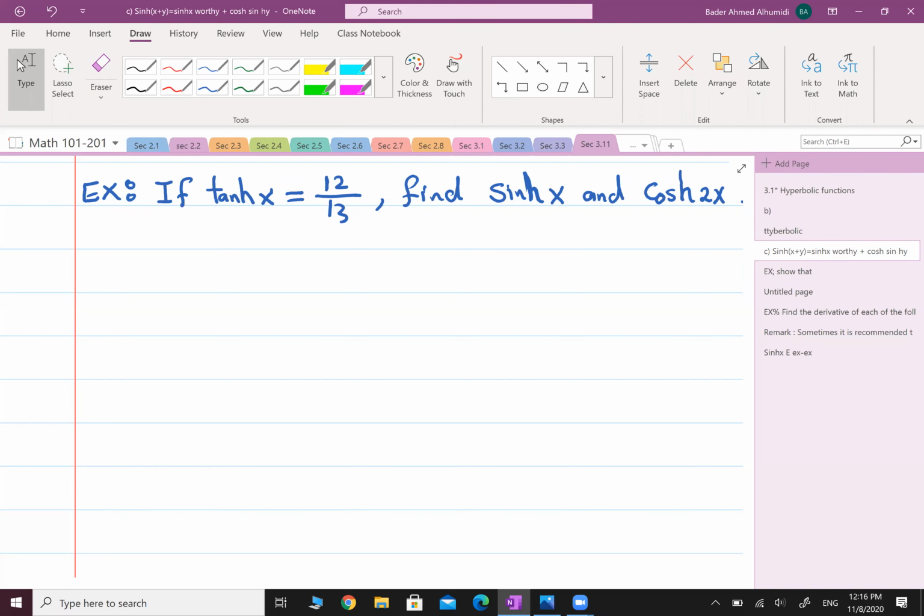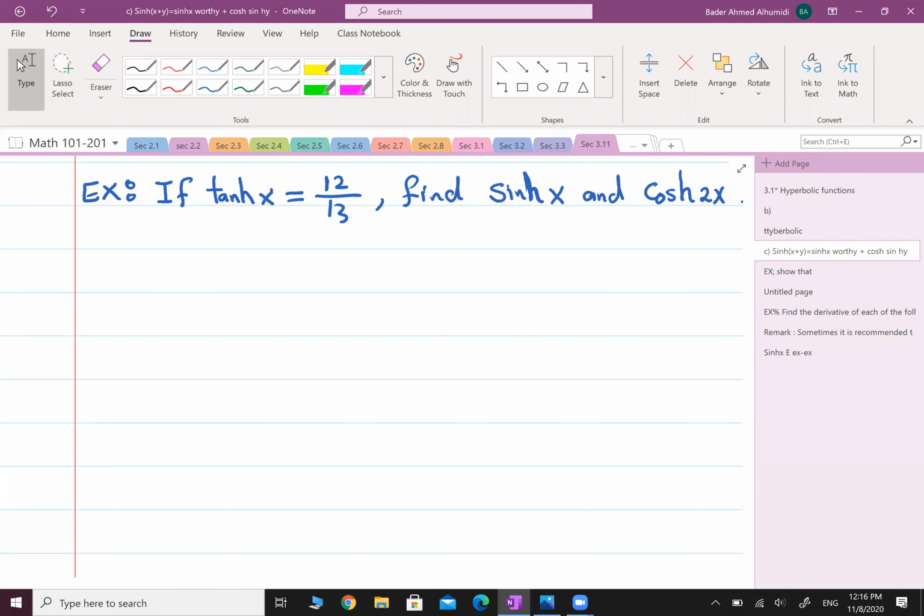The question is always: if someone gives me one of these functions, how do I find the others? I also added a question here, cosine hyperbolic 2x, just to show you that whenever we prove an identity, you can use it in the exam to simplify your calculation. The first question: how to find the others from the given function value here? The answer will always be, we remember what?